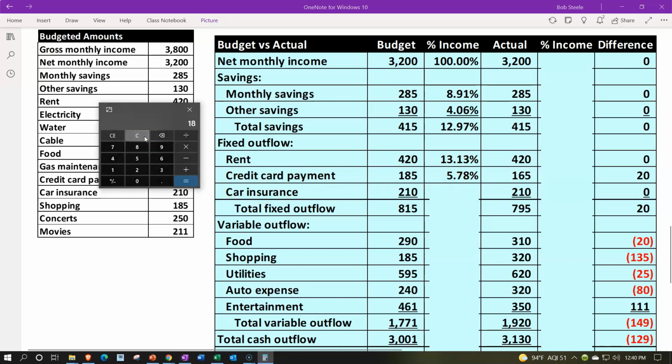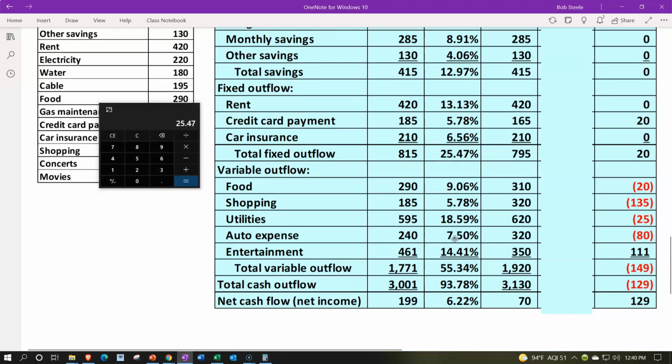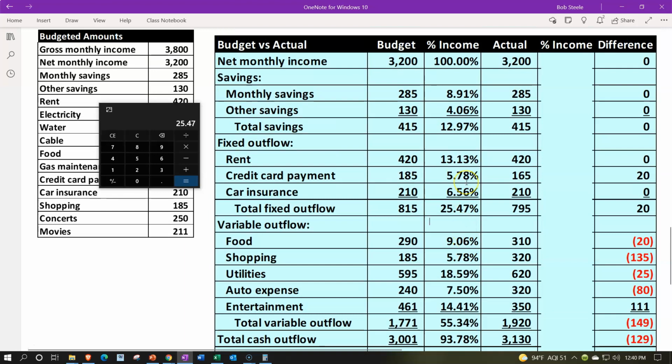We then got the 185 divided by the 3200, giving us about the 5.78. And then we finally have the 210 divided by the 3200, giving us about 6.59. Totaling that up, we could do two ways. 818 divided by the 3200, that's going to give us the 25.47, or we could take the 13.13 plus 5.78 plus 6.56 about, giving us about 25.47. And we can continue that on down and look at how much we're spending on a percentage basis.